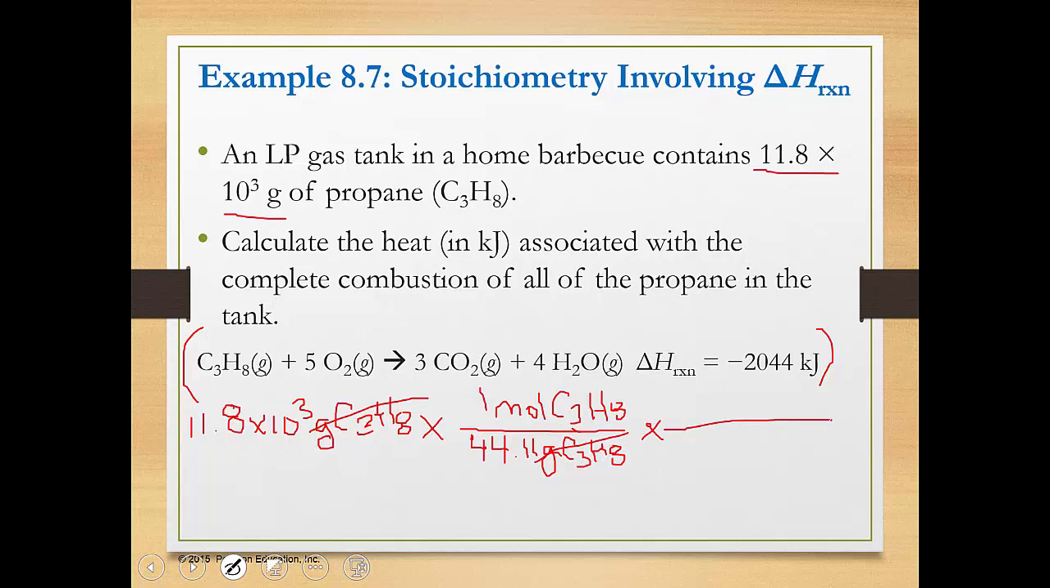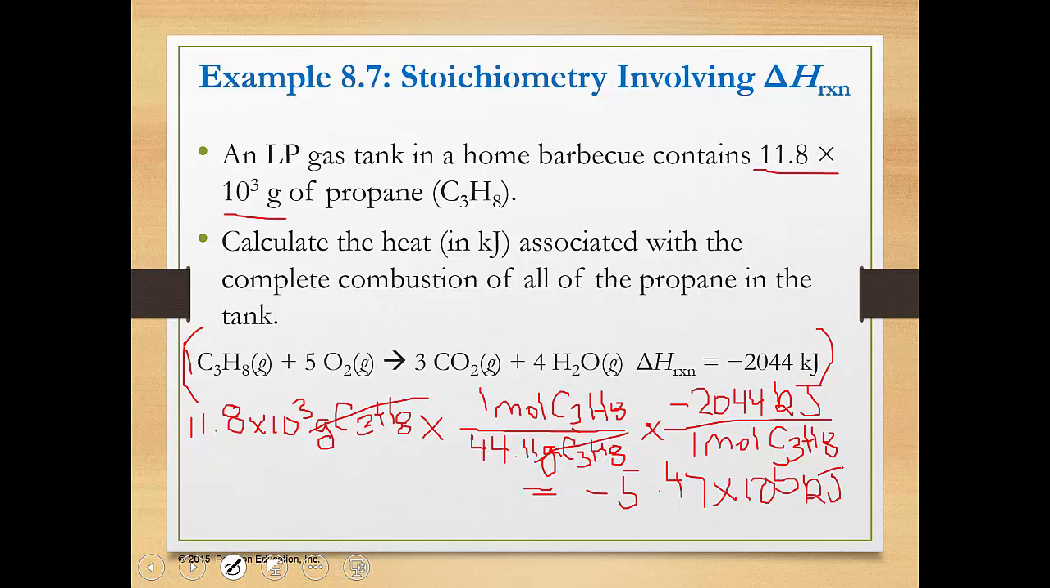Okay. And now if I look at propane, it's an understood 1, so I have 1 mole of propane in my balanced equation, and I have a negative 2,044 kilojoules for that. So very simple, very easy way to lay that out. I get a negative 5.47 times 10 to the 5th kilojoules. So if you want to write that out, 547,000 kilojoules of energy from that tank.